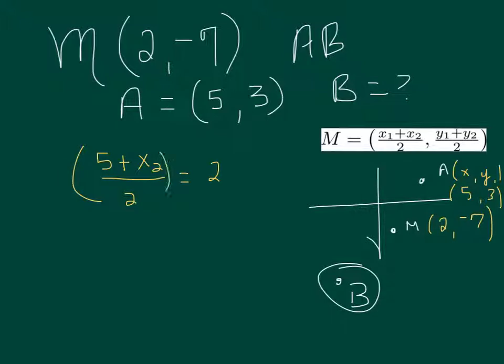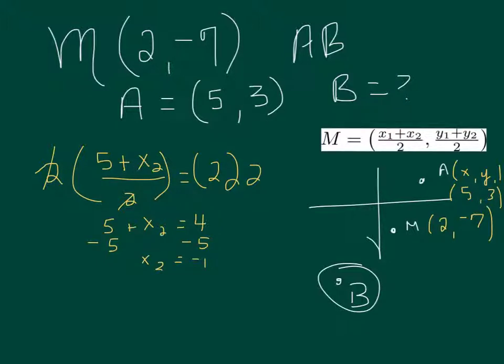Now, to get rid of that fraction, I need to multiply by 2 on both sides. So I'm going to cancel that, and I get that 5 plus x2 equals 4. And then I'm going to subtract 5 from both sides to get that x2 equals -1.